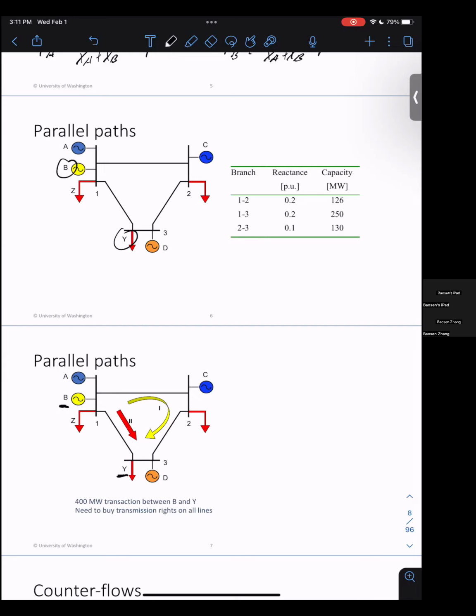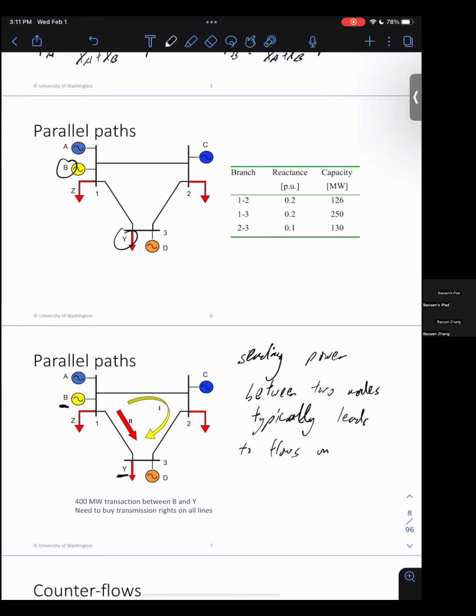Power transfer between two nodes typically involves power flow on every line. If you want to sell some power from B to Y, everything has to flow. There's no way to avoid this. It's just a fact of nature.